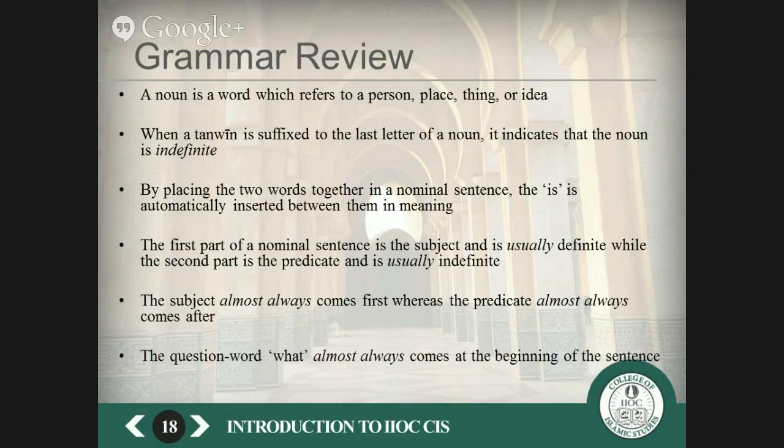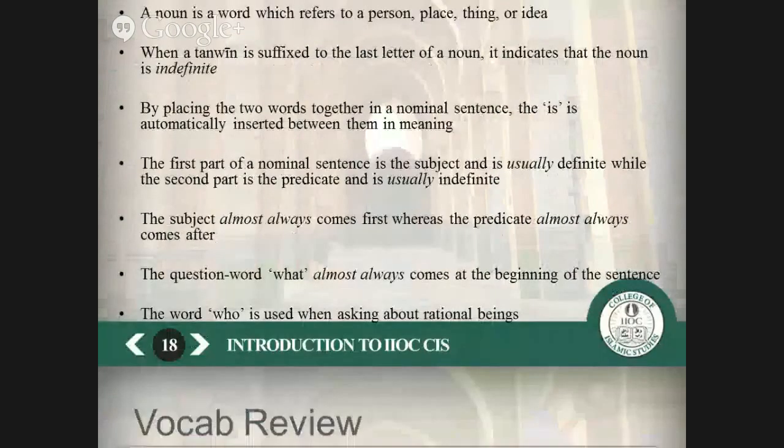The question word "what" almost always comes at the beginning of the sentence. So if you say ma dhalika, did the question word come first? Yes, it did. Okay, that's all the grammatical rule. And one last one. The word "who" is used when you're asking about rational beings. So do you say ma hadha and you say hadha rajulun? No. You say man hadha rajulun. Okay. These are the grammatical rules.